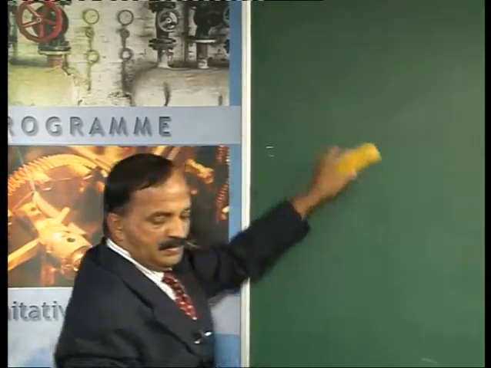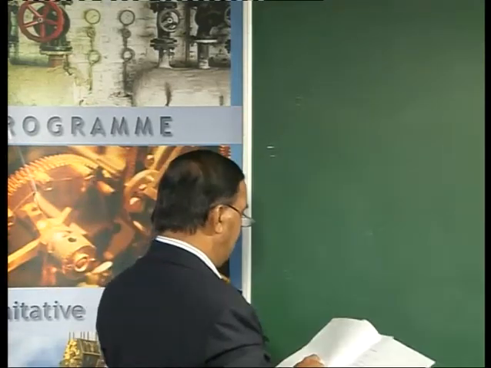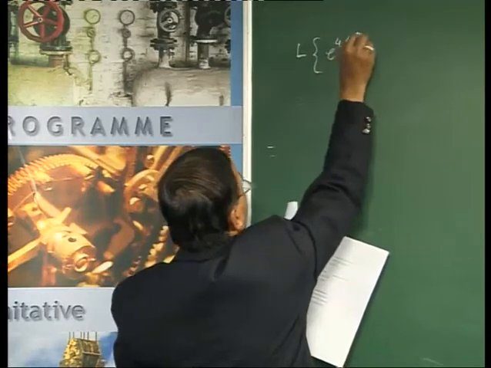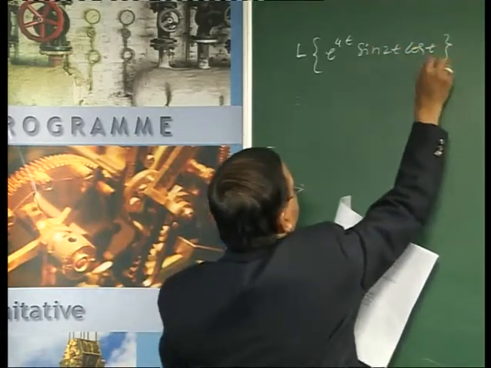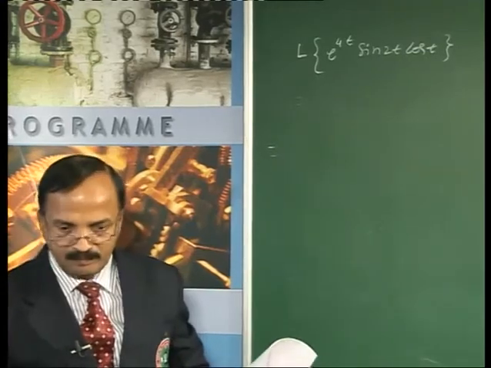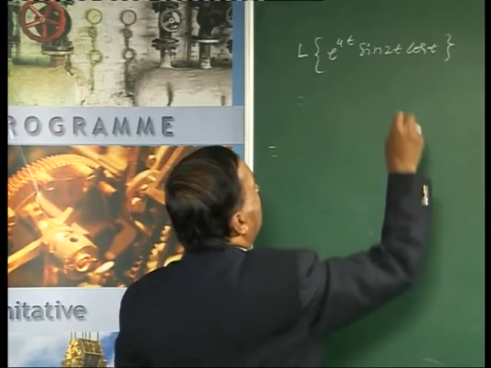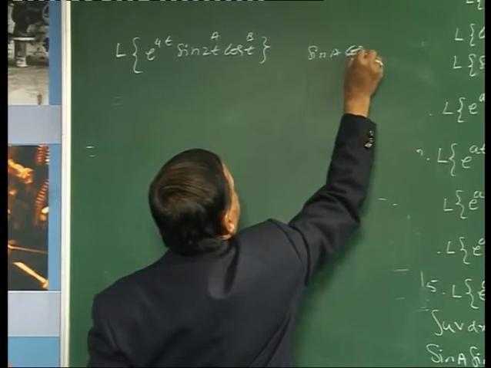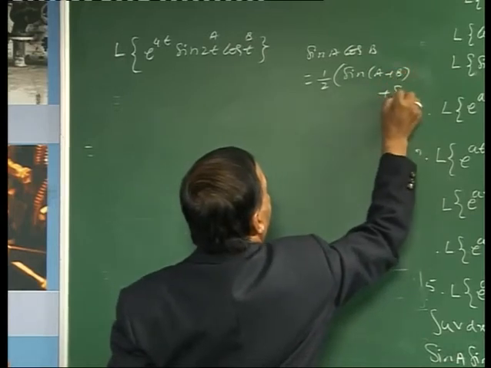Next example, find L of e to the power of 4t into sin 2t into cos t. So here in this problem, use the formula for the sin a cos b form. We know sin a cos b is equal to 1 by 2 into sin of a plus b plus sin of a minus b.